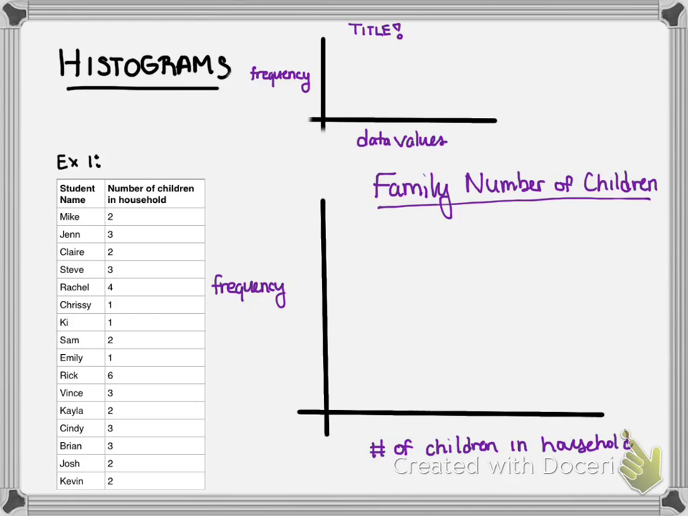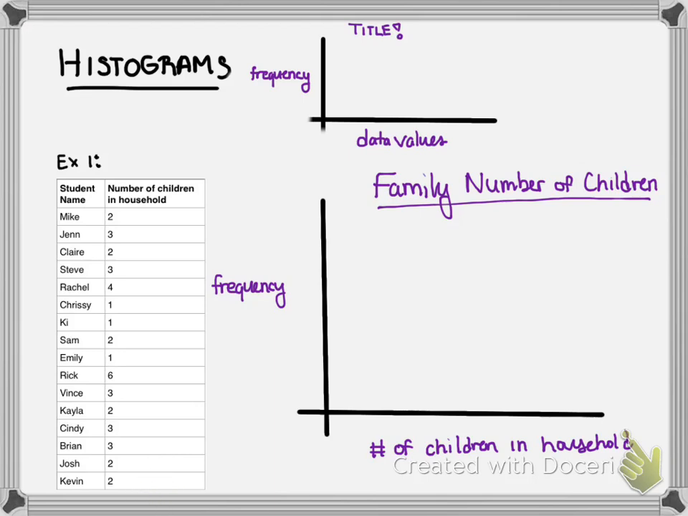Now, one of the most important things we have to do when we make a histogram is we have to pick a scale for each of our axes. And the hardest scale to pick, or I guess the most important scale to pick, is the x-axis. When you're looking at the x-axis, you have to take a look at your data set and see pretty much how big your numbers are and what you need to be able to see on your x-axis to show all of the numbers. So looking at this data set, it looks like all of my numbers are pretty small. They're between 1 and 6.